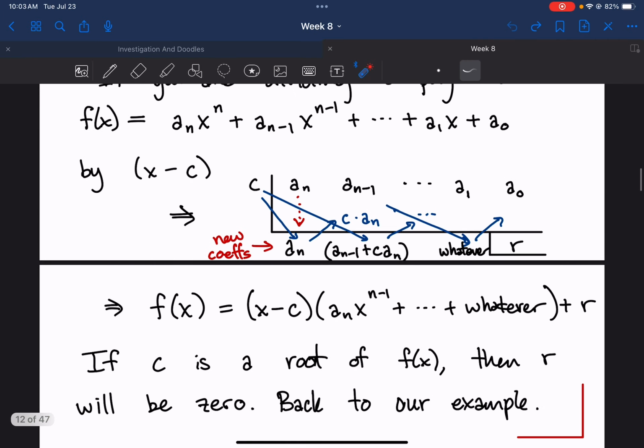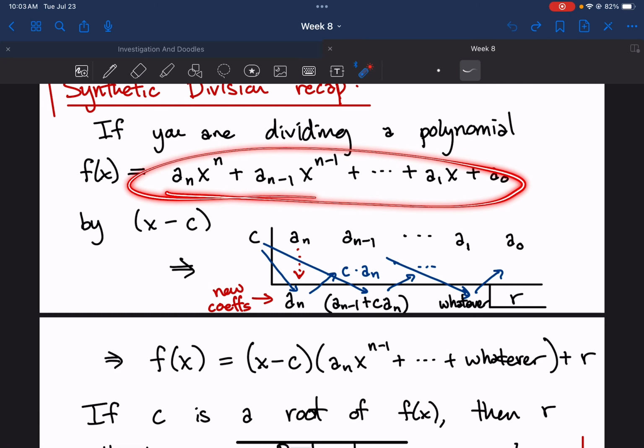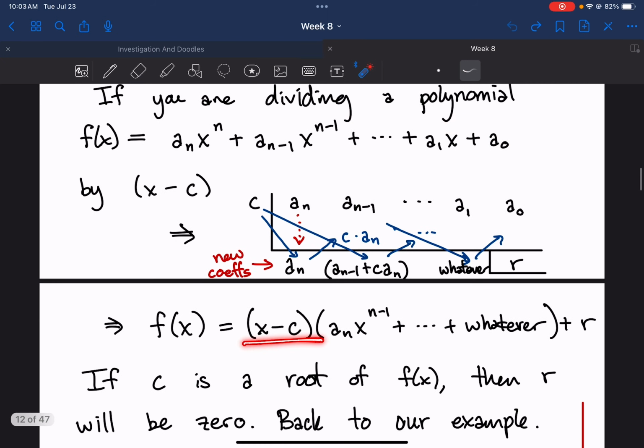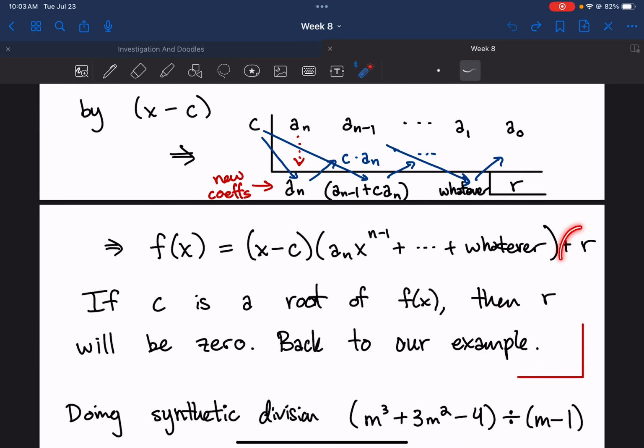So the way this works is, now that you have this division down here, you can write f, which was this before, as x minus c times an x^(n-1), this x^(n-2), dot, dot, dot, whatever, no x's, plus remainder. And if c is a root of f of x, then r will be 0. In this case, you get f of x factored into the linear term and the rest.